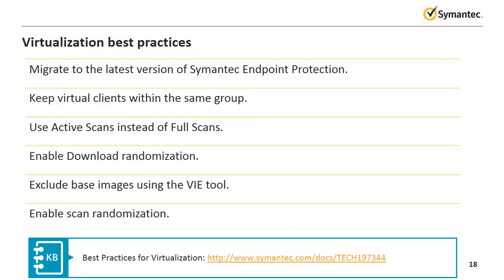There are multiple methods to improve SEP when running in a virtualized environment. Migrating to the latest version of Symantec Endpoint Protection ensures that you have increased performance and security for virtual environments. Keep virtual clients in the same group to allow for proper configuration of virtual clients. The SEPM can identify the platform that virtual environments run on, including VMware vSphere, Hyper-V, and Citrix Xen desktops.